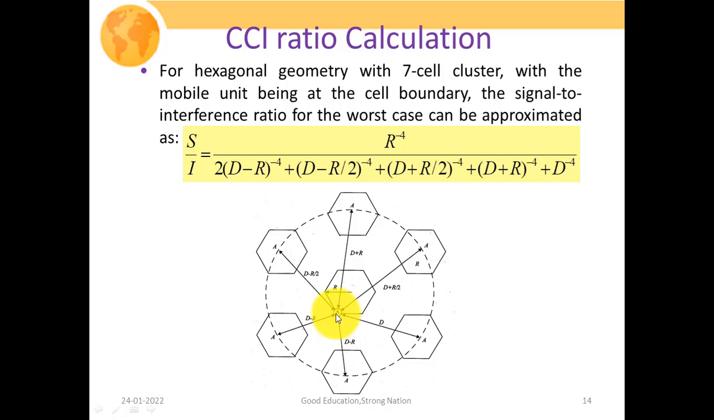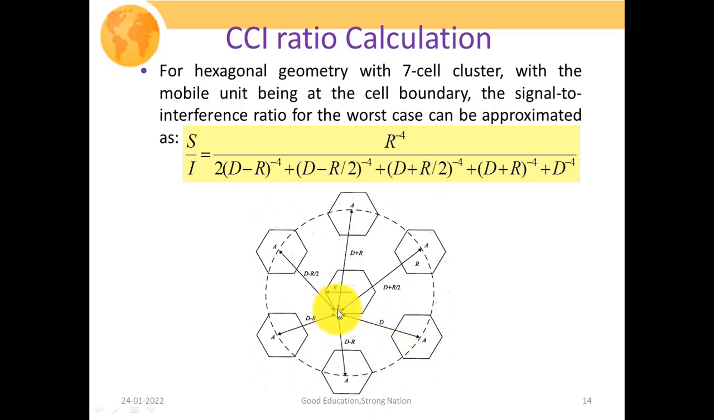So obviously its received signal strength from this base station is the least, and it is also getting interference power from the base stations of other cells. That will definitely reduce its signal to interference ratio. So this is your worst case scenario, where we are calculating the signal to interference ratio. Here, by applying simple geometry, we have evaluated the actual physical distances from this particular point to the other co-channel base station locations.